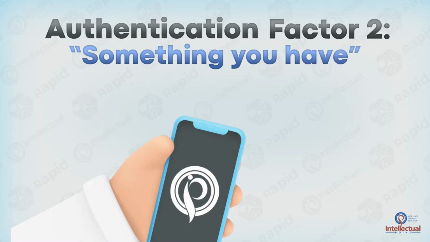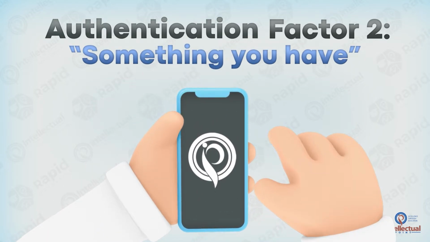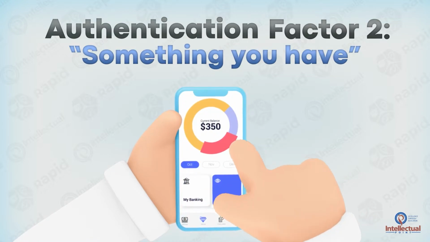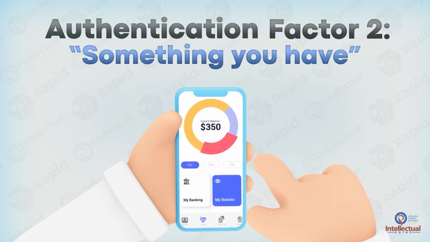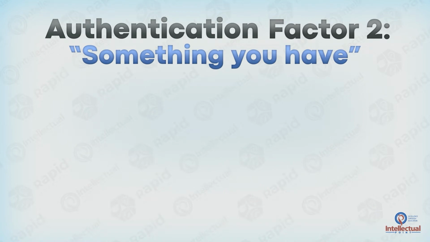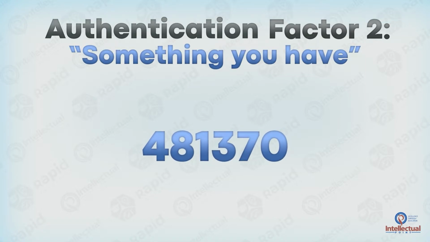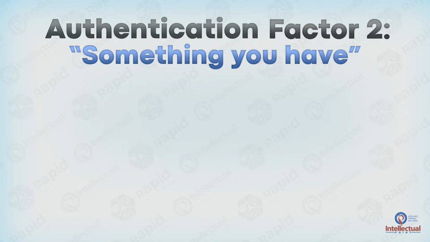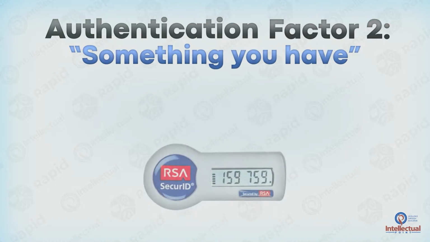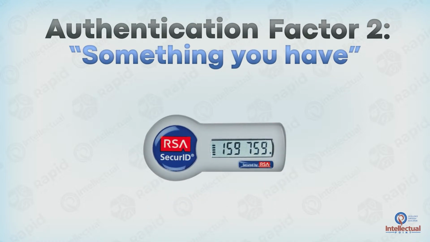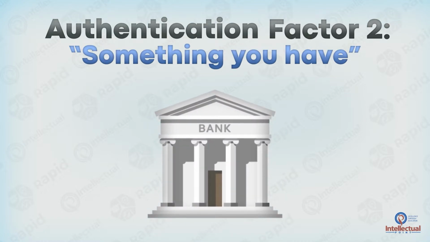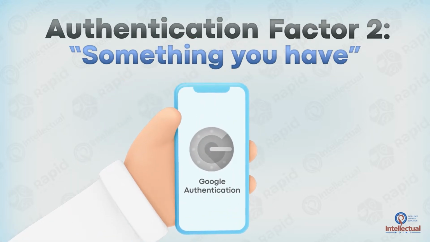Now let's move on to the something you have factor. This factor refers to the information that you can physically carry with you. For example, before you send money to someone, many banks will ask you for a token, which is also referred to as a one-time password, and it's usually 6 to 8 digits long. This token might expire after the first use or after 30 seconds. The token is usually generated by a device such as the RSA SecurID, or depending on the bank, they might offer a mobile application that generates the token, such as the Google Authenticator app.